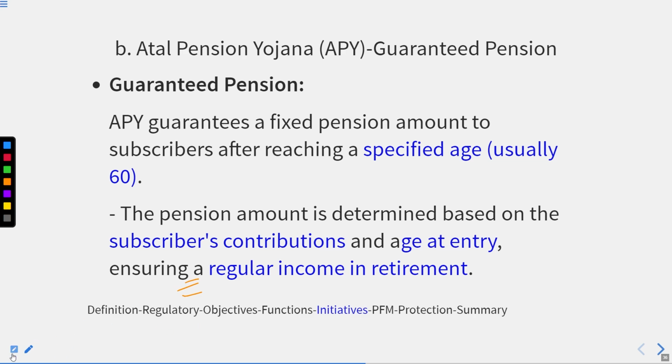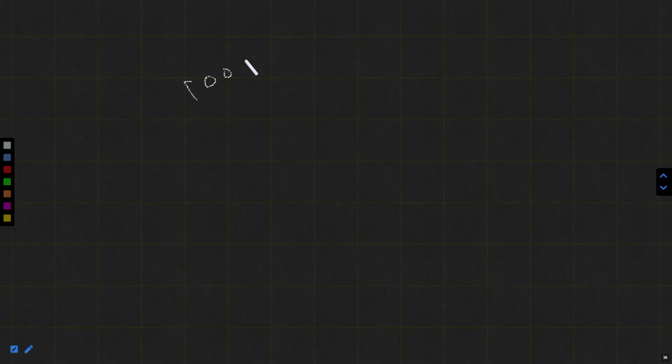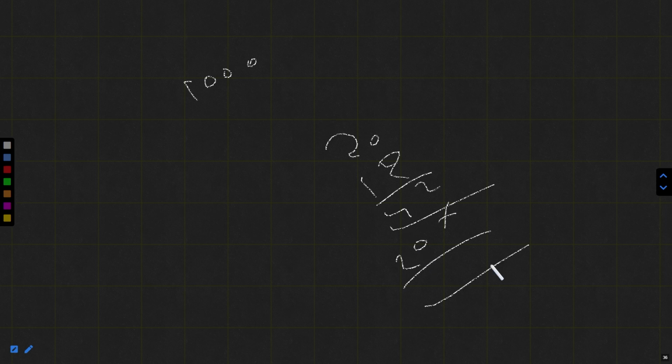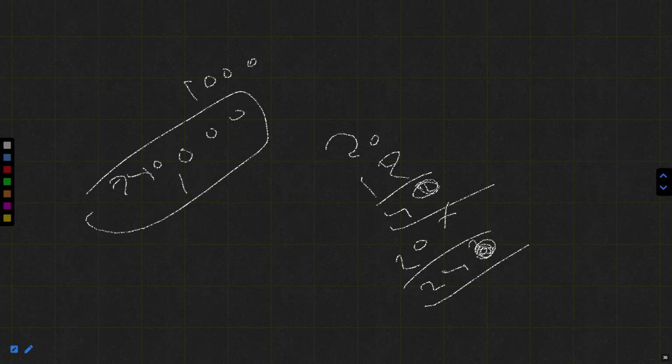Okay. It means that suppose you have contributed rupees 1000 monthly for 20 years. So 20 into 12 is 240. So how many months have you contributed? You have contributed for 240 months, 1000 rupees each month. So how much amount have you contributed? You have contributed rupees 2,40,000.